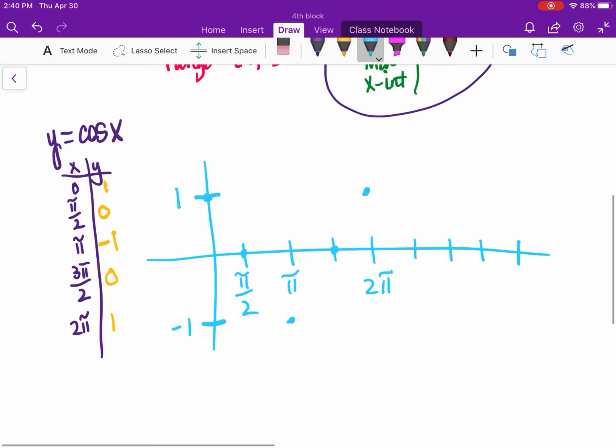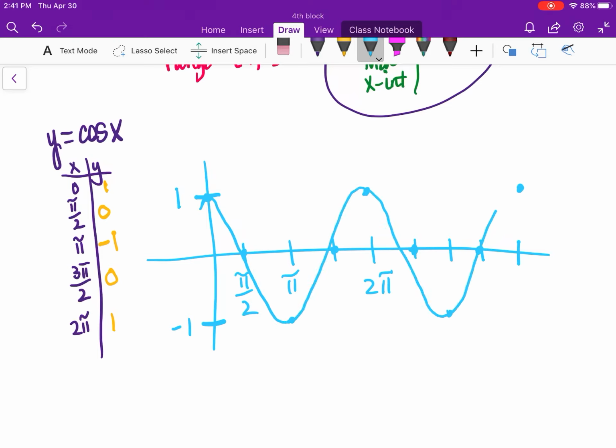Now, if I were to extend this out through another cycle, what would my pattern do? It's going to keep following. So even though I don't have a t-chart for this, I can figure out what my next points are, just because this is what we call a cyclic graph, and so it repeats in cycles. So connecting the points here, that's what that one looks like.